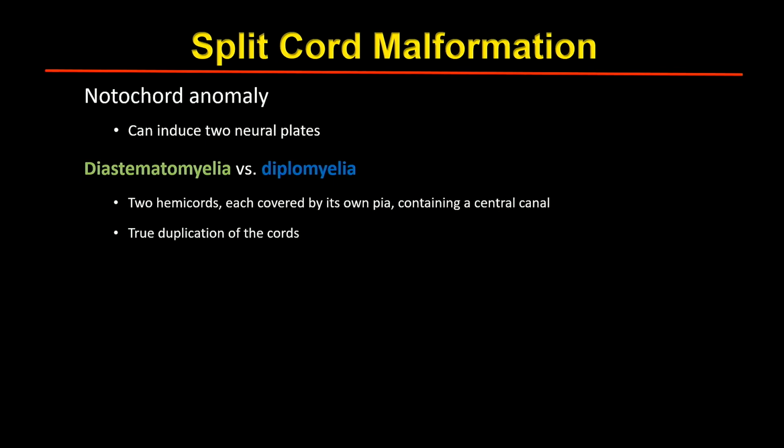Split cord malformation, if you remember, as I said, notochord is a structure that stimulates the ectoderm to become the neural plate. So it can stimulate 2 neural plates, which can then lead to diastematomyelia or diplomyelia. Diastematomyelia has 2 hemichords, each covered with its own pia containing a central canal. And diplomyelia is basically true duplication of the cord.